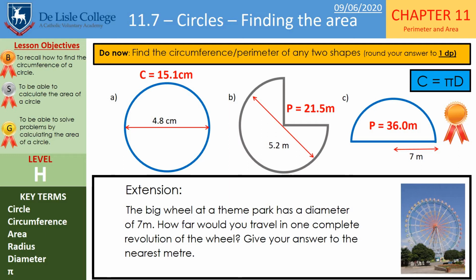If you've tried the extension, once round is basically the circumference, so to the nearest metre you should have 44 metres. Okay, moving on.